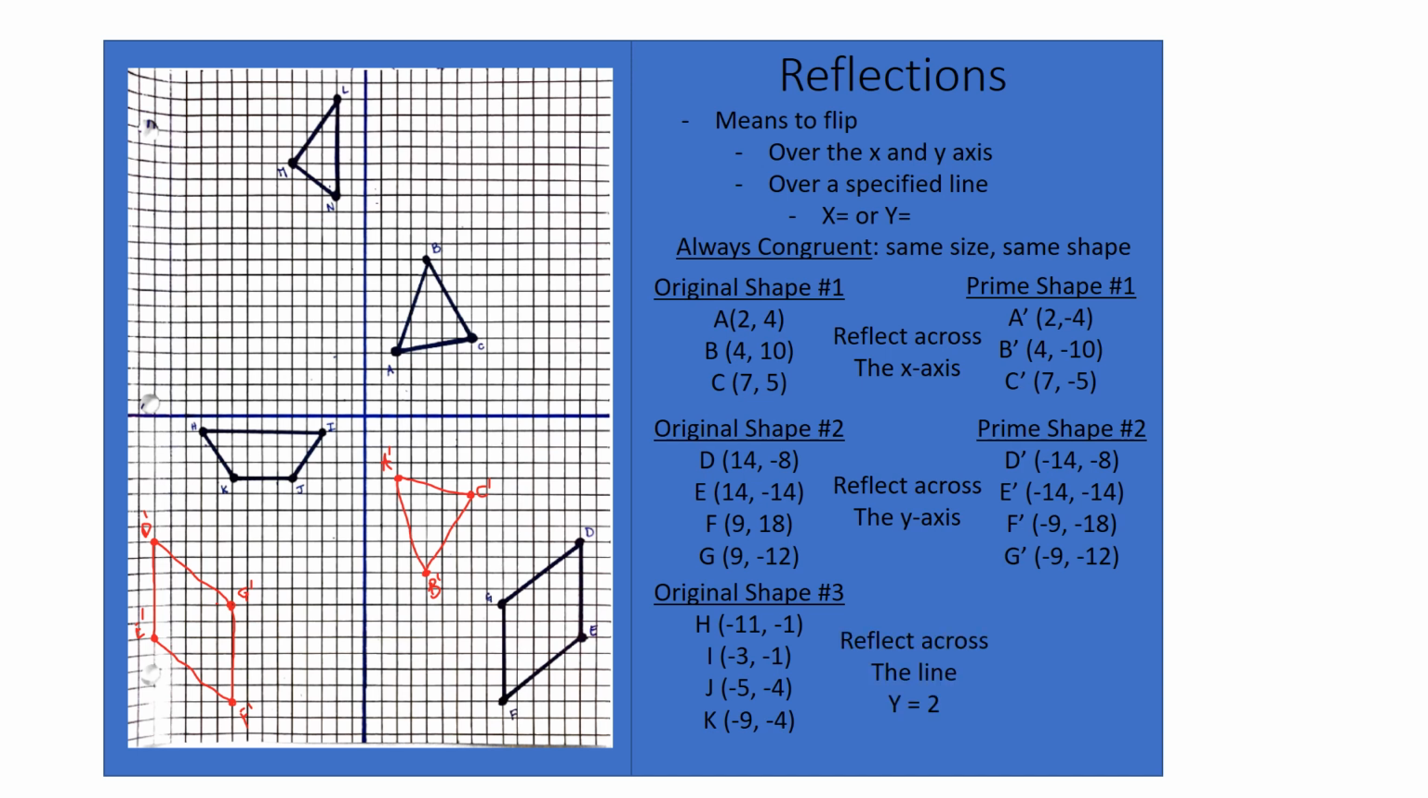For this problem, we are going to reflect across the line y equals 2. This is different from the first two problems because the x and y axis that we've already done, they are already drawn on the graph for you. The line y equals 2 is not drawn, so we have to do that first.